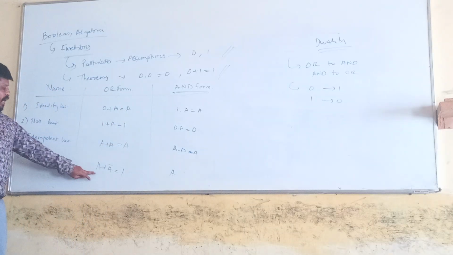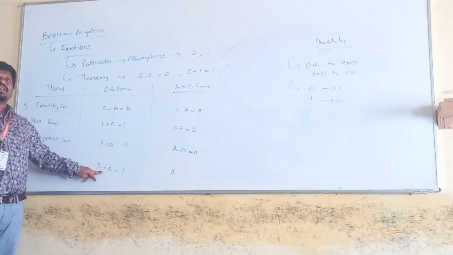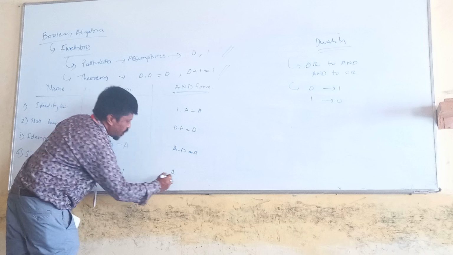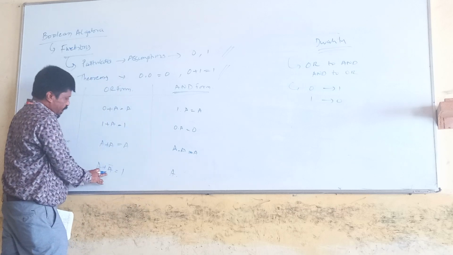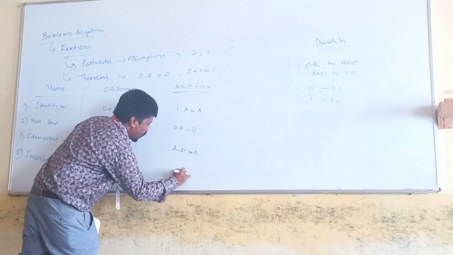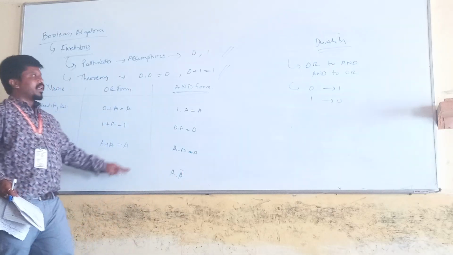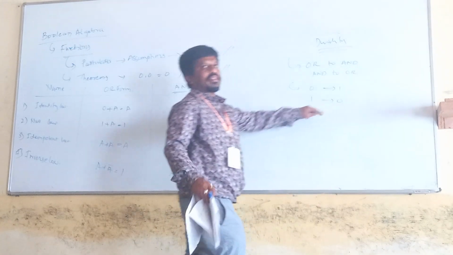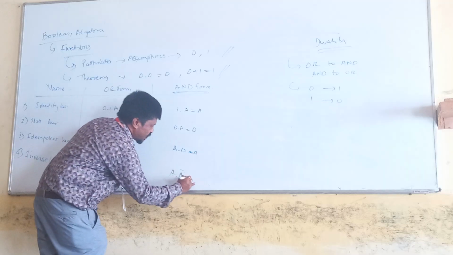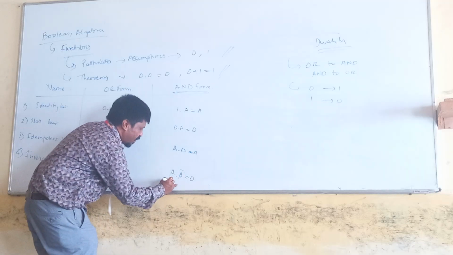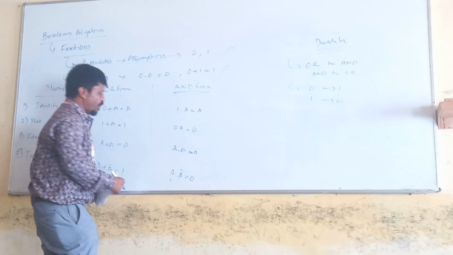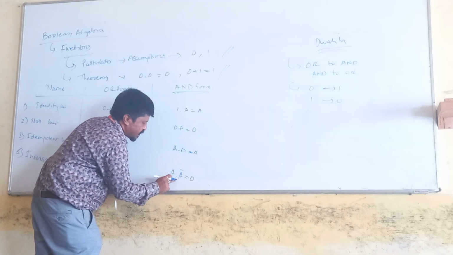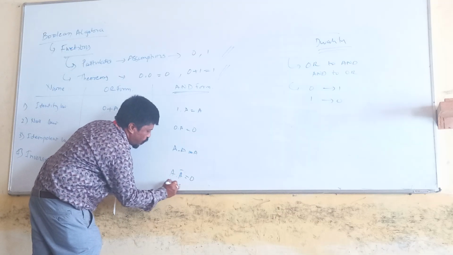How to write it? The plus is changed to dot in the dual form, the OR form to the AND form, and A dash stays as A dash. The 1 has to be changed to 0. How? If I have the variable A with the value 1, the inverse of A is 0. 1 dot 0 is 0.